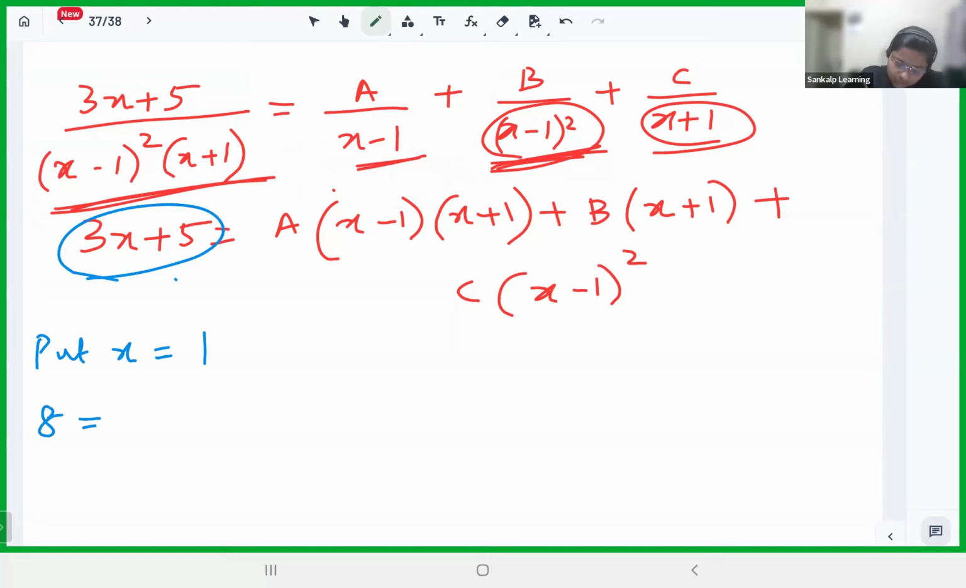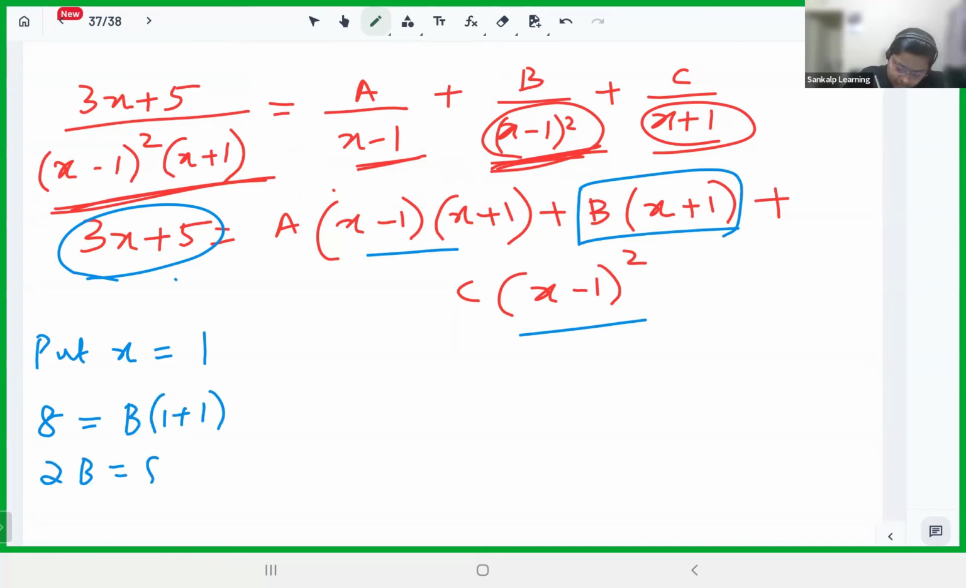8 is equal to, if you put 1 here, this will get cancelled and this will get cancelled, only this one will be there. Right, b into x plus 1. So b into 1 plus 1 means 2b. 2b equal to 8, b is equal to 8 by 2 equal to 4. So we have got the value of b.